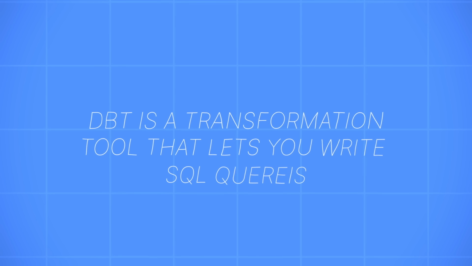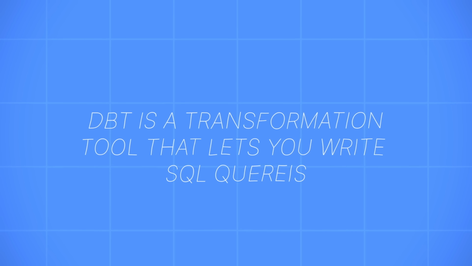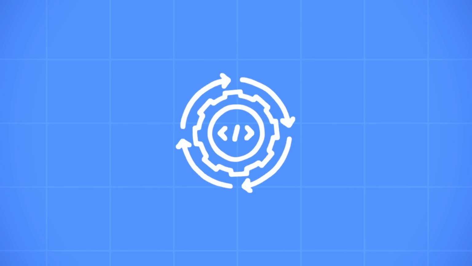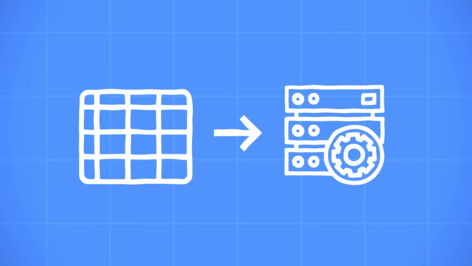So what is DBT? In simple terms, DBT is a transformation tool that lets you write SQL queries to transform your data directly inside your warehouse. So basically you write your SQL scripts, DBT will compile them, run them in the right order, and build tables in the data warehouse itself.